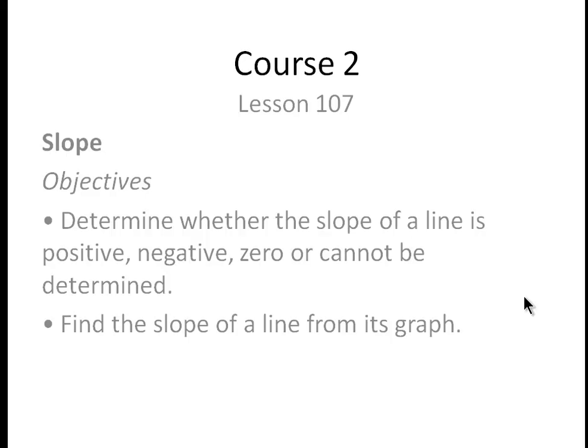Welcome to Lesson 107 of Saxon Math Course 2. This lesson we're going to deal with the new topic of slope. We're going to determine whether the slope of a line is positive, negative, 0, or it cannot be determined. And we're going to find the slope of a line from a graph. We're going to do it very simplified in this lesson. It'll get more complicated as the year goes on.